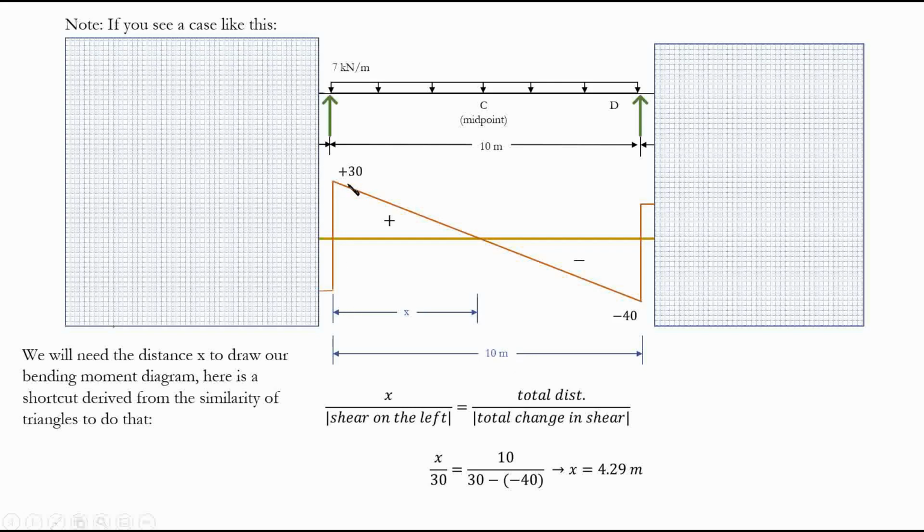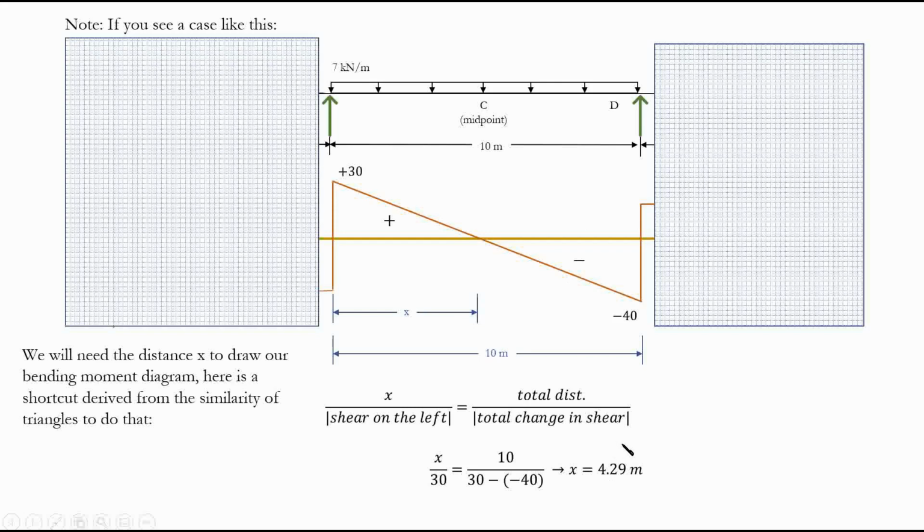And how do we get 70? Of course, 30 minus negative 40. It's just the whole difference between this one and this one. And that's it. This is a more efficient way of doing this, in comparison to saying that this is x, this is 10 minus x, and so on. Okay? So in this way, you can find this one, and based on that, draw your moment diagram.